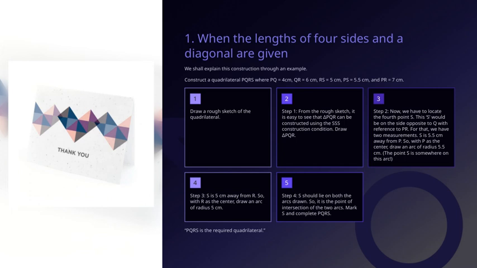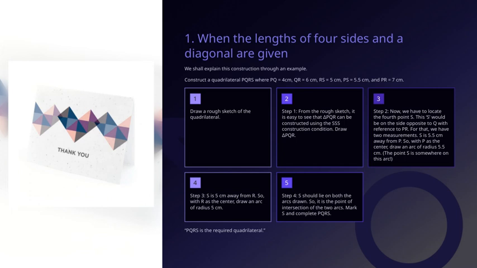This arc represents all the possible points that are 5 centimeters from R. Next, from P, draw another arc with a radius of 5.5 centimeters. The point S must lie somewhere on this arc, since S is 5.5 centimeters from P.